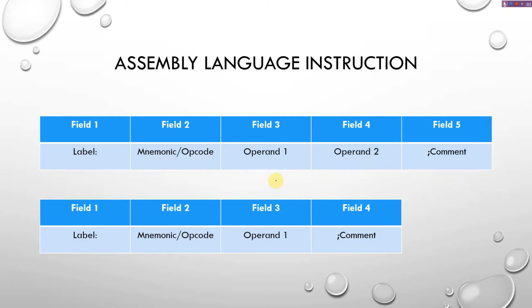So whenever the addition will be operated, then operand 1 will consist of the result after the execution of the instruction. The last field is your comment. The same is in the 4 field instruction. The comment is a short description of each instruction about its function or what it does in the program.